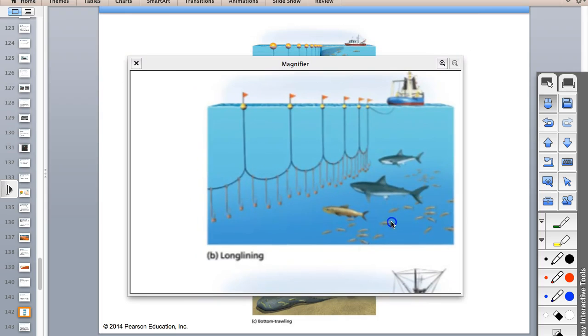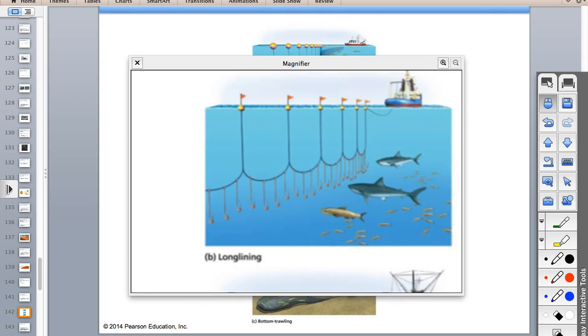The next one is called long lining. This is very popular for things like shark and marlin, very valuable large fish. What you do is bait a bunch of hooks, and a shark or something will swim up and think, this looks good, and get stuck on the hook, and then you haul it in. This is a huge problem for seabirds, because seabirds have evolved to see something shiny in the water and think it's a small fish, so the seabird will dive down, bite and swallow the hook, and then drown because it can't get back up to breathe.